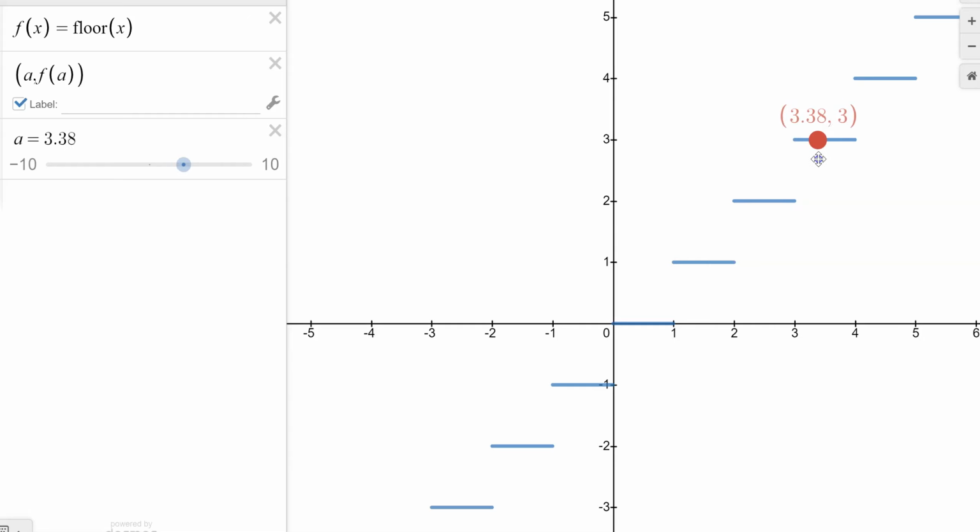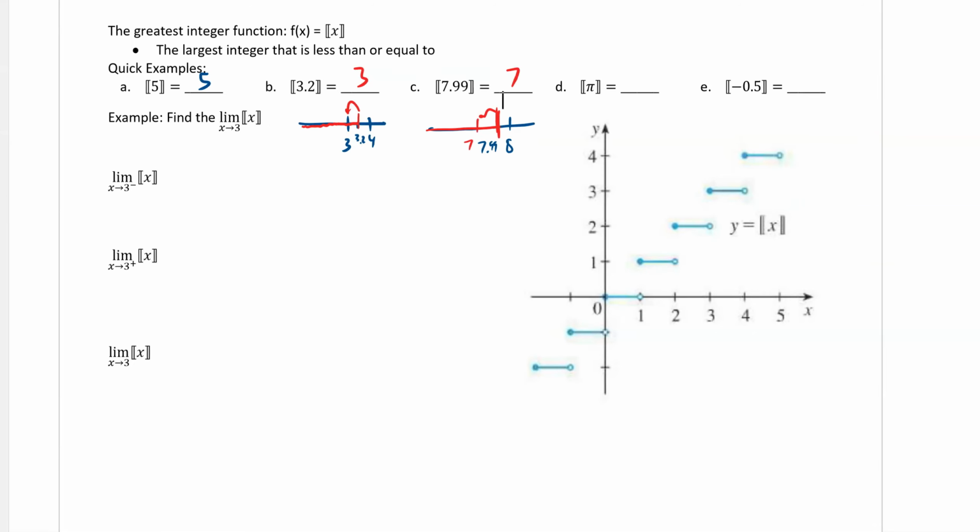So like pi, the next one is 3.14 right here. The biggest integer up to, I'll just put 24, it's fine, the biggest integer up to this number would be 3. We can't get to 4 until we get to 4. So this would be 3.